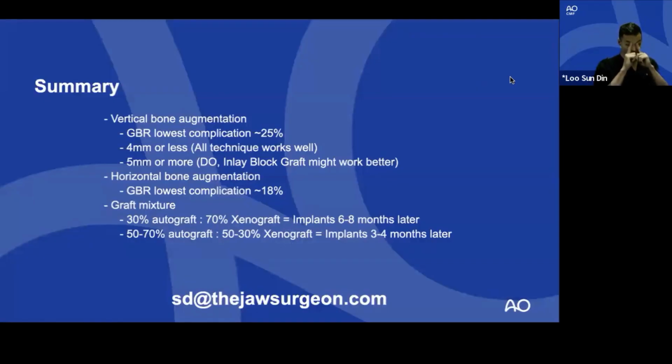So in summary, or take-home message, guided bone regeneration does have the lowest complication rate, both for vertical and horizontal bone augmentation, at roughly 25 to 18%. And as for the graft mixture, it actually plays a critical role, because if you have a lower autograft at 30%, you might have to place the implant roughly 6 to 8 months later. If you bump up your autograft ratio to 50 or 70%, most likely you can place your implant roughly 3 to 4 months later. All right, that's all I have for today.